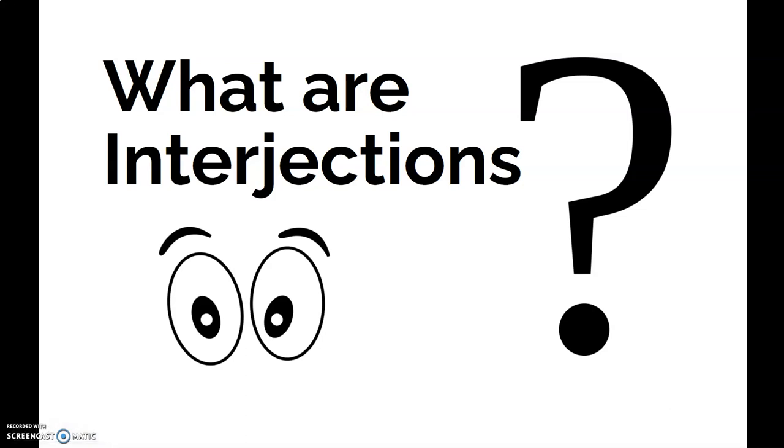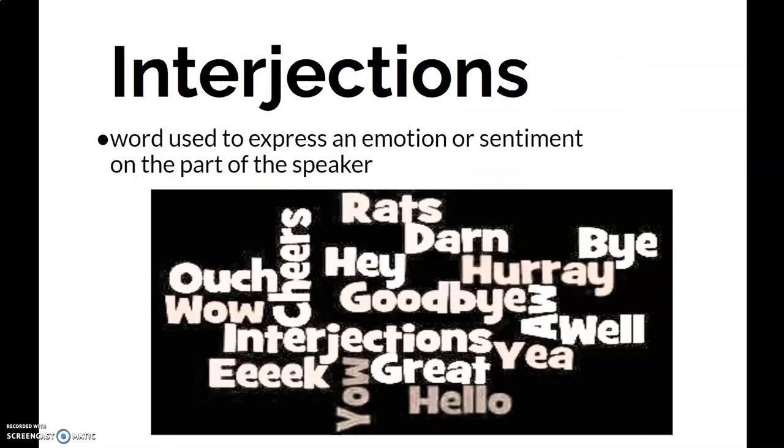Well, interjections are actually a part of speech. They're a type of word. And interjections are words which are used to express an emotion or a sentiment on the part of a speaker. They're often short words which don't have a particular meaning, but they just have an expression. They express an emotion.